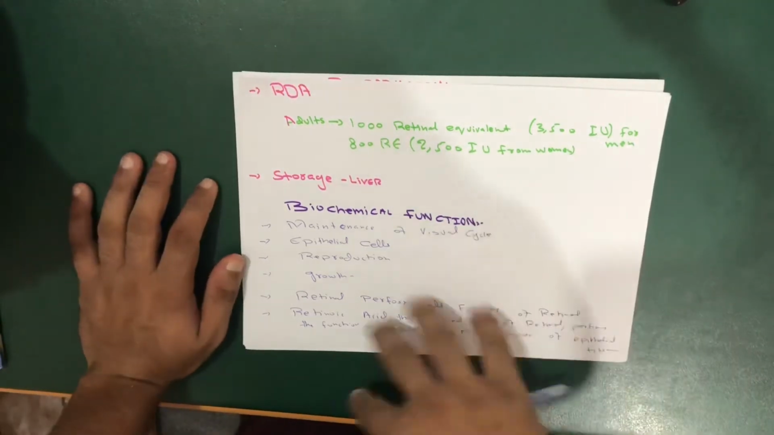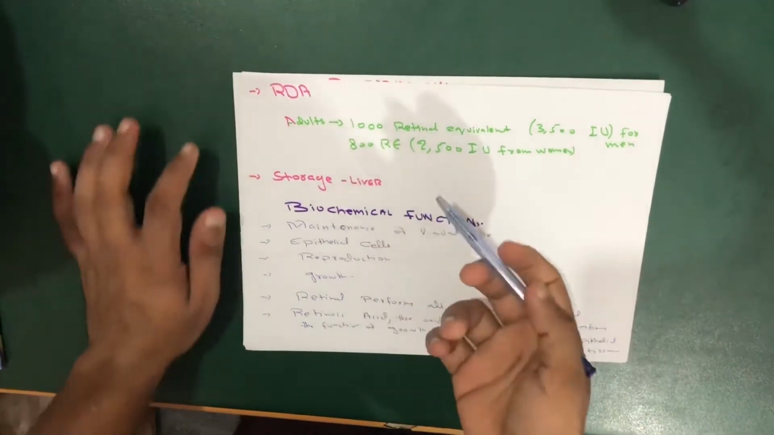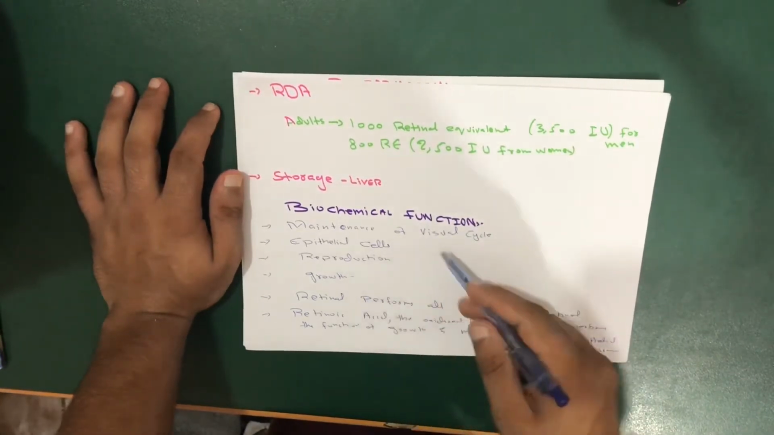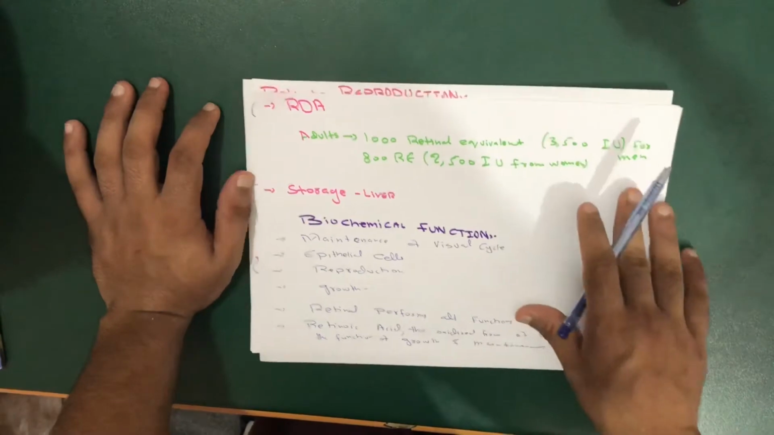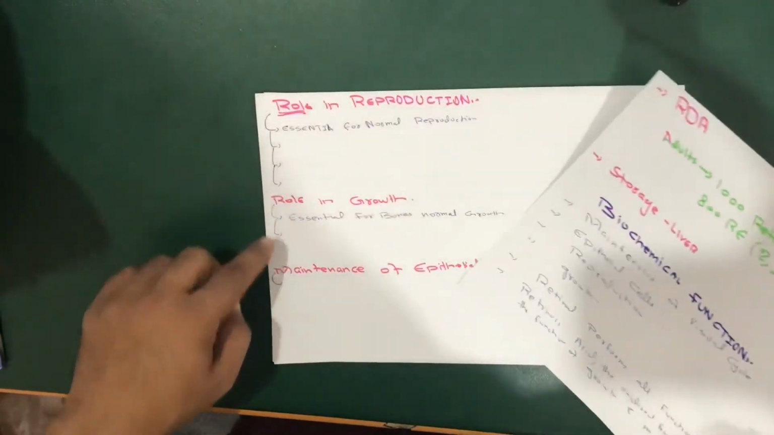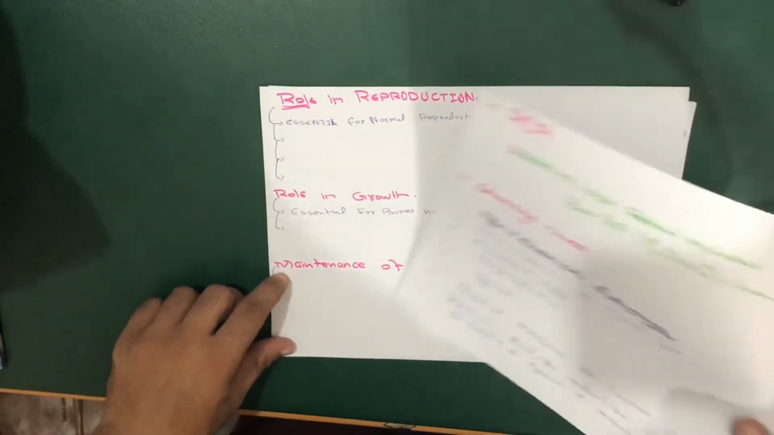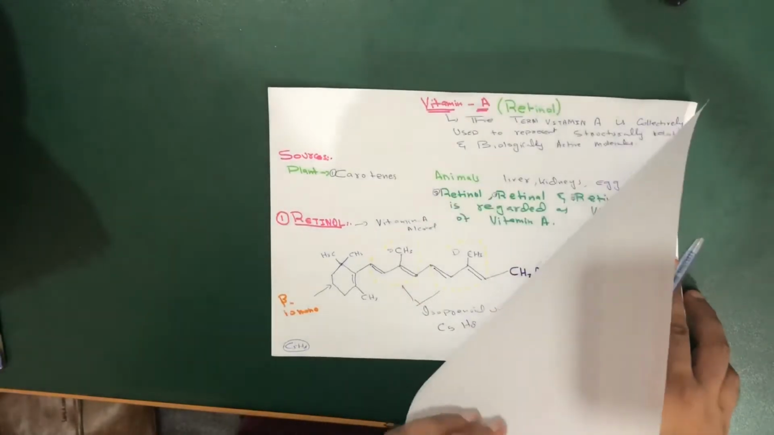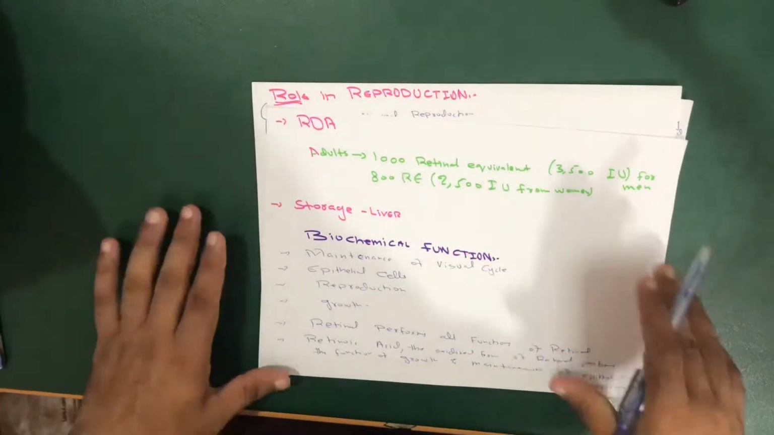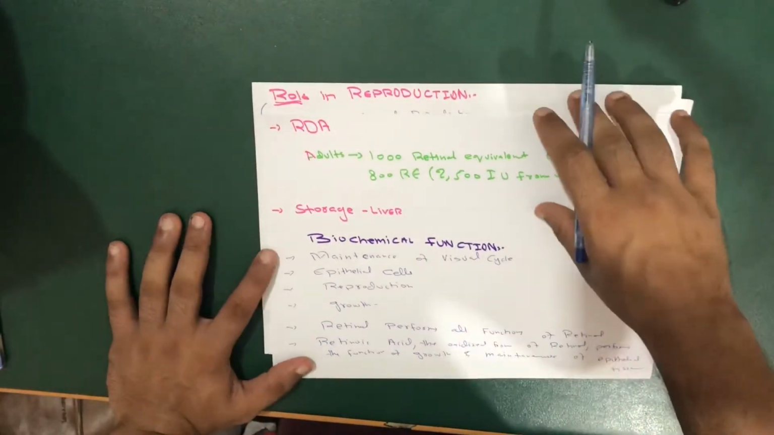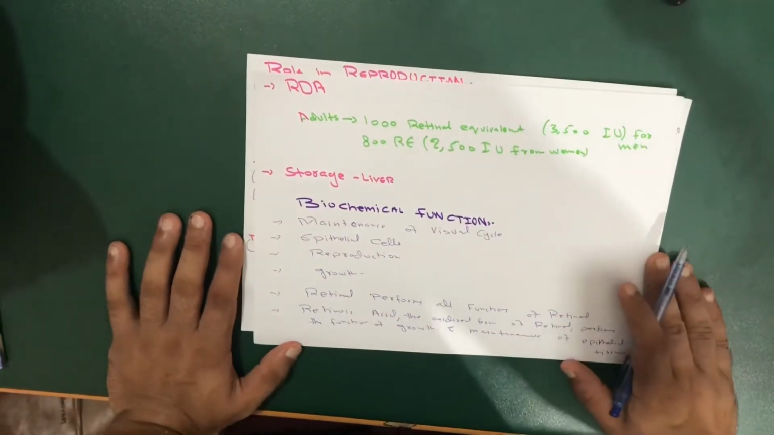So in this session, now we're going to talk about the RDA and the biochemical function and its storage. After that, we are going to discuss the role in reproduction, role in growth and maintenance of epithelial tissue. And finally, we are going to talk about the absorption and transport.